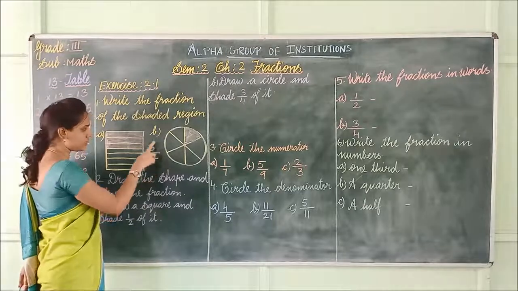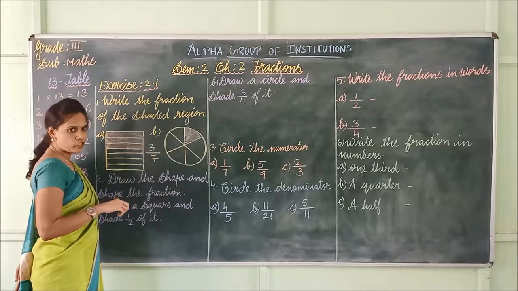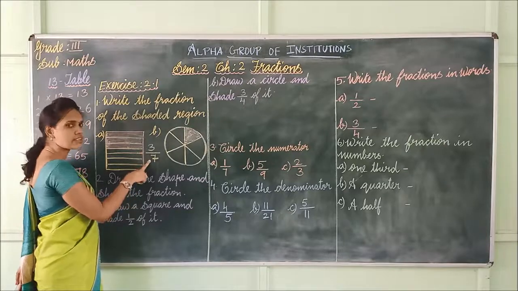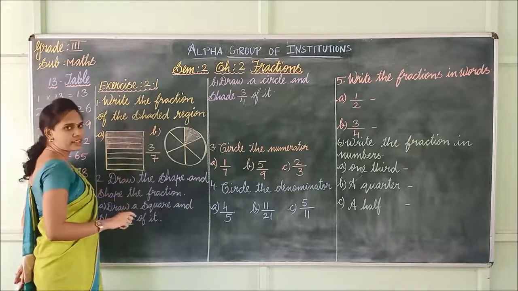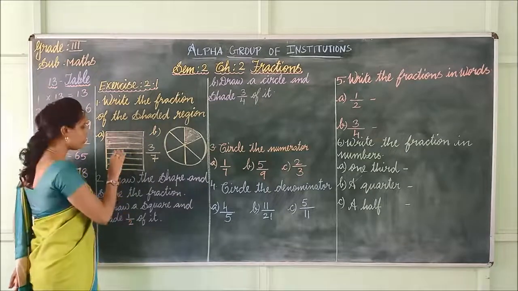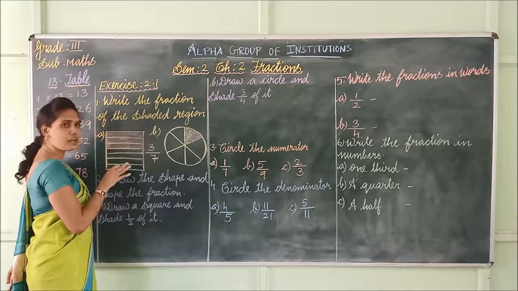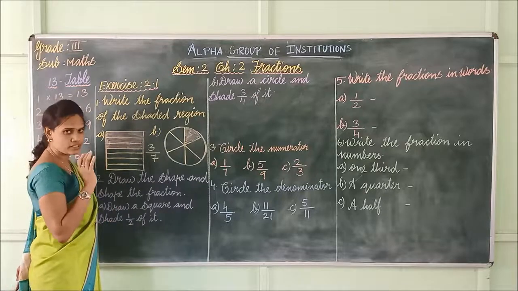In the activity itself, I have taught you which is the numerator and which one is the denominator, right? Fine, children. So this is the numerator and this is the denominator. Here they asked to write the shaded region fractions. You only have to check the shaded regions. Just leave the unshaded regions.